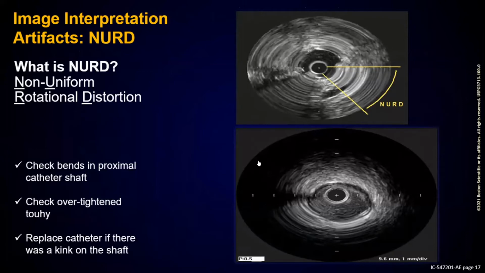And next is another problem sometimes with the catheter, which is called NURD, N-U-R-D, which is non-uniform rotational distortion. It is mainly due to any bends in the proximal catheter shaft, or if the stop valve or TUI is quite tight when you are performing angioplasty. And if it still doesn't go, it means that the catheter is broken and you should replace the catheter.